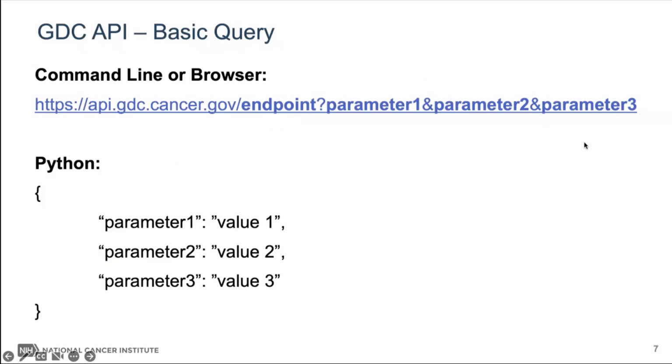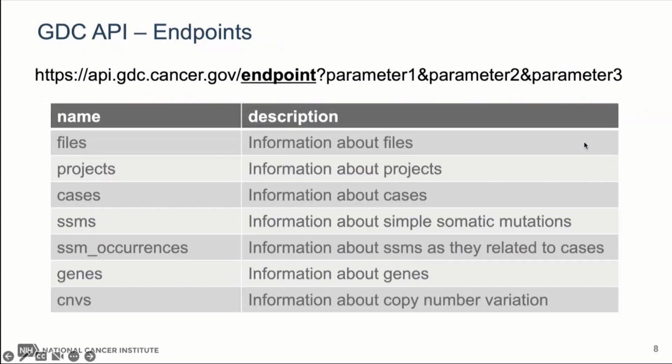And we're going to see that in a little bit. Now to go over the specific endpoints that the GDC makes available. The endpoints access information about whatever type they are. So the files endpoint gives you information about files, projects about projects, etc.